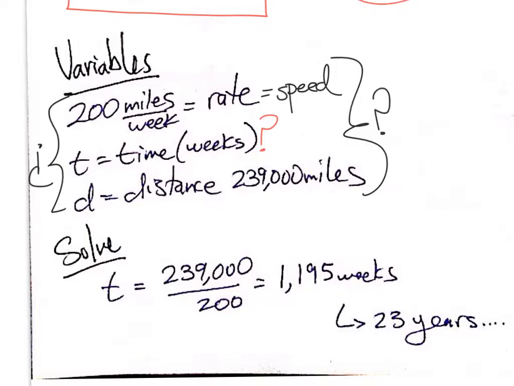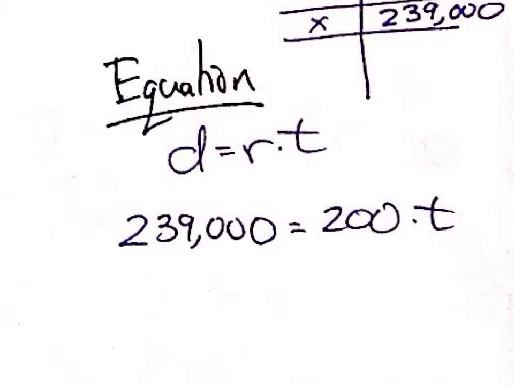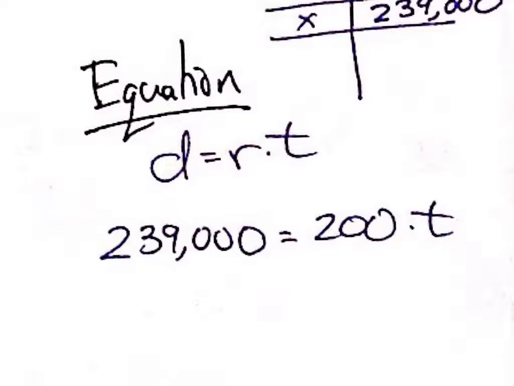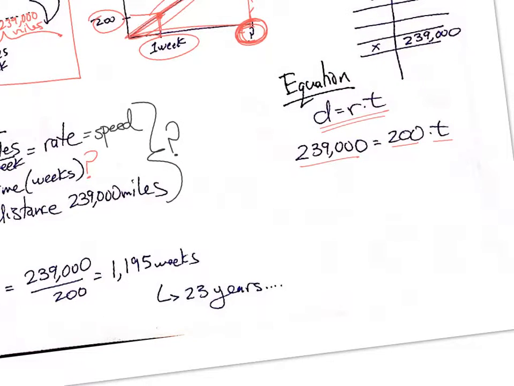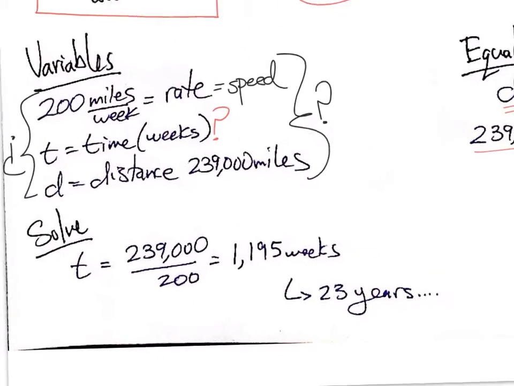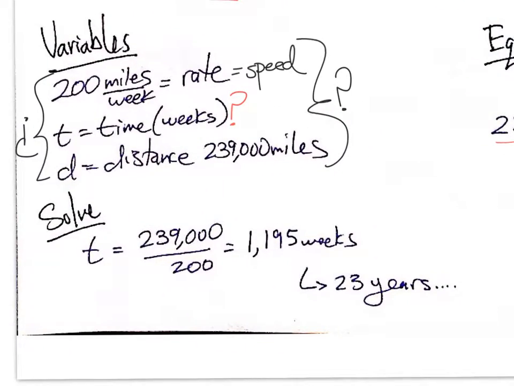Okay, so we have our variables, and then the difficult part is coming up with the equation, but you're probably familiar with distance equals rate times time. And so if we just plug in, here's distance, here's rate, here's time, and you definitely have the algebra skills to solve that, and we get t equals 1,195 weeks. I divided by 52 just for the sake of interest, and 23 years.